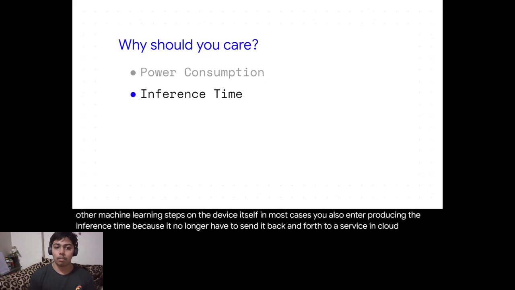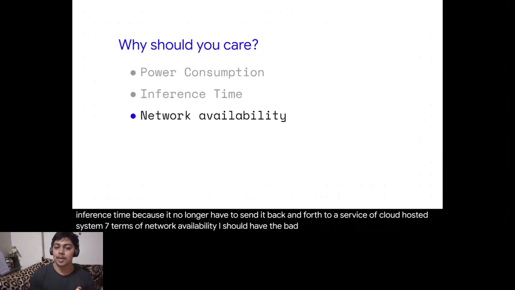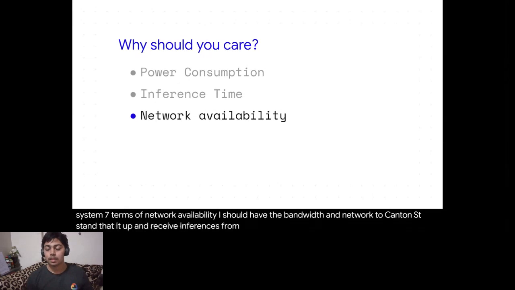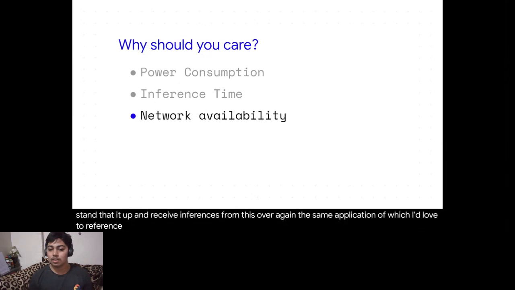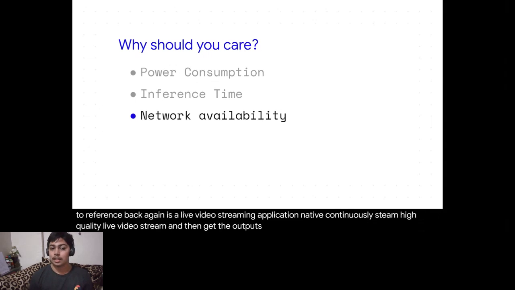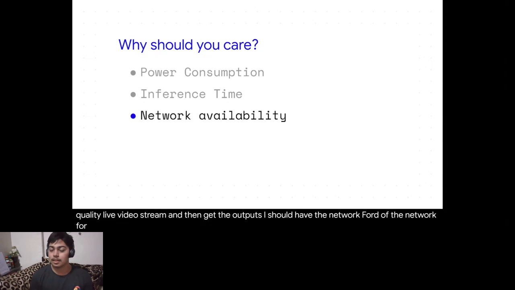And finally, this is expensive in terms of network availability. I should have the bandwidth and network to continuously send the data and receive inferences from the server. So again, the same application which I would love to reference back is a live video streaming application. I would need to continuously stream a high quality live video stream and then get the outputs. I should have the network for doing that. This could prove pretty expensive in terms of network. So with the model on edge, that's no longer the case.